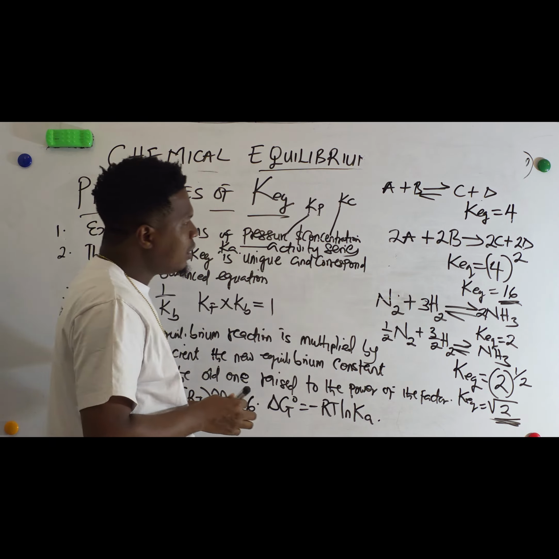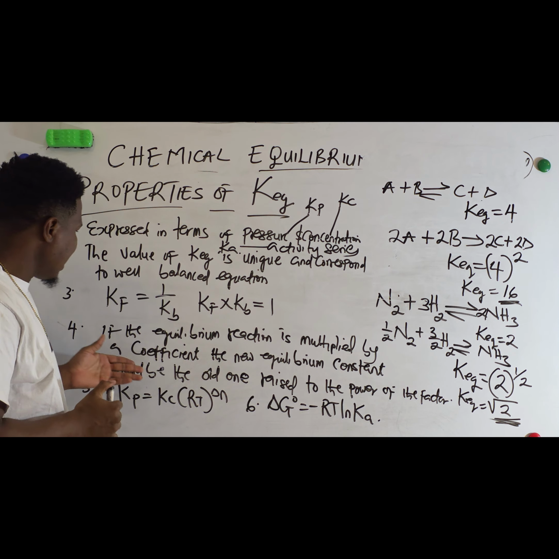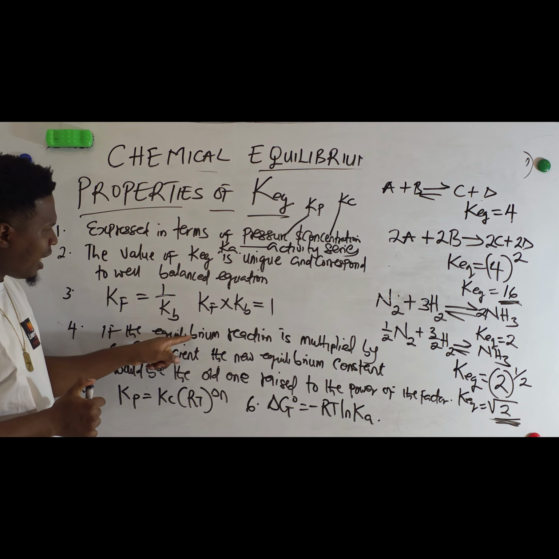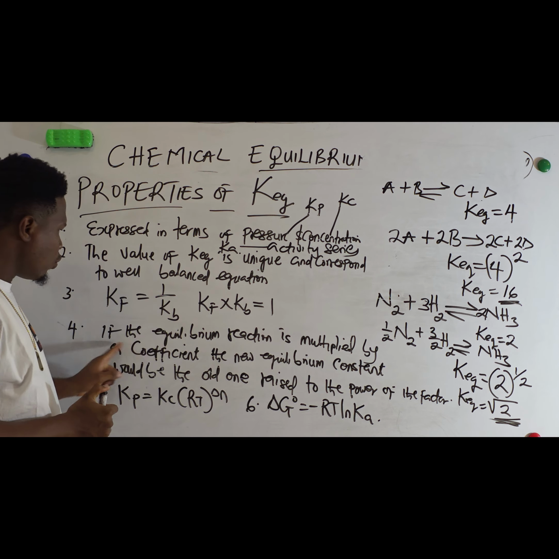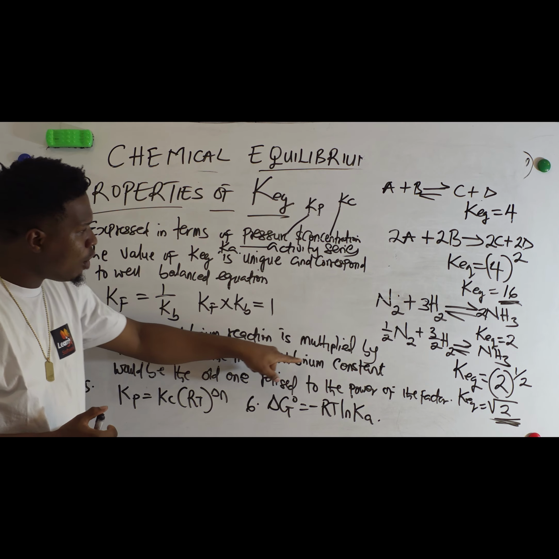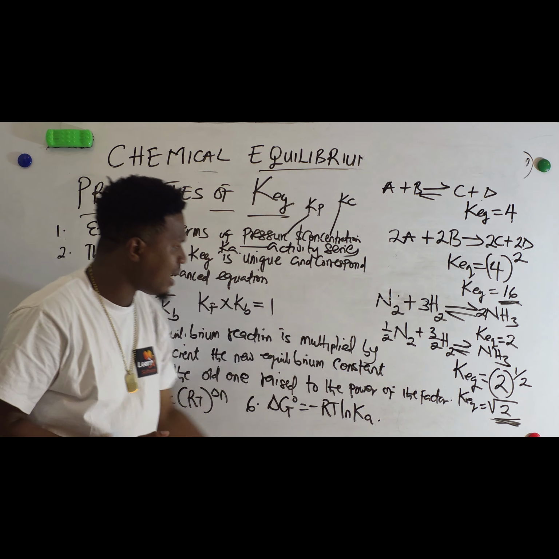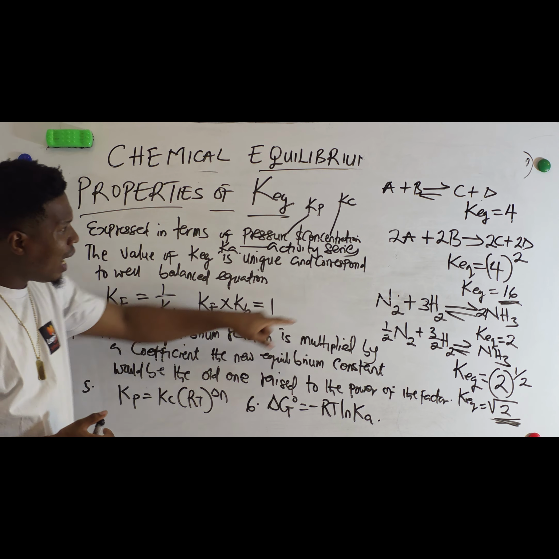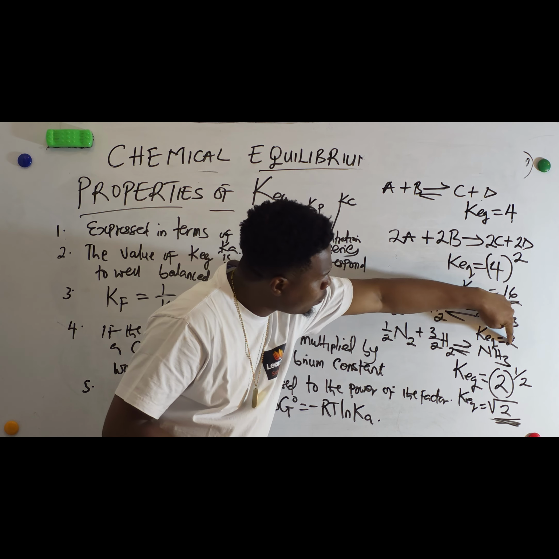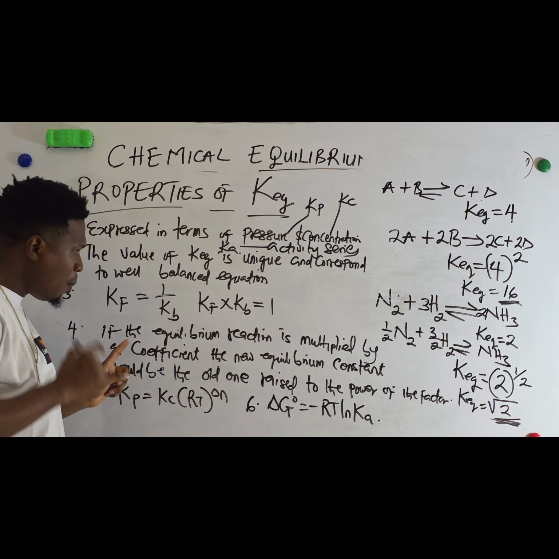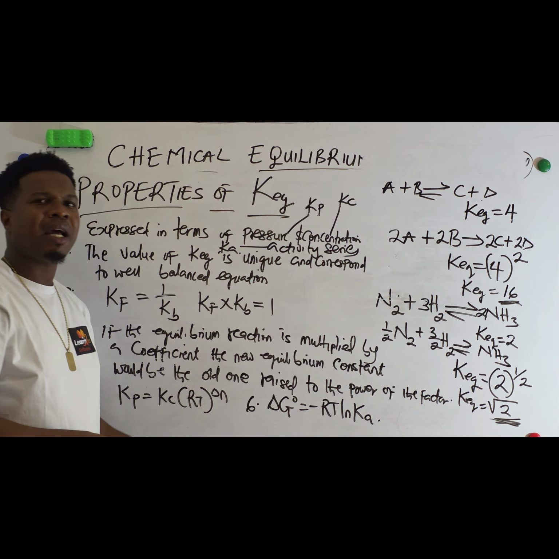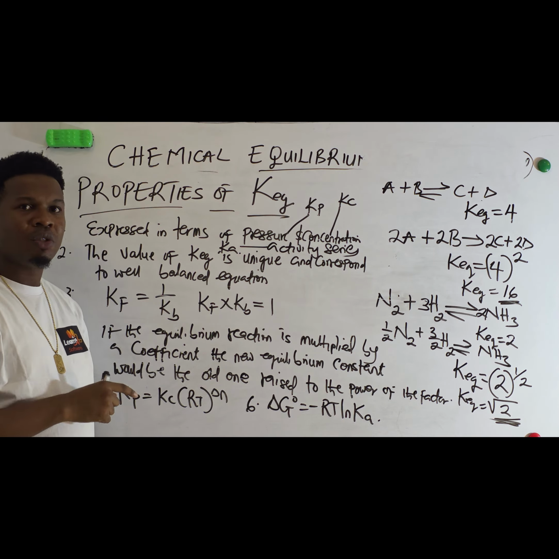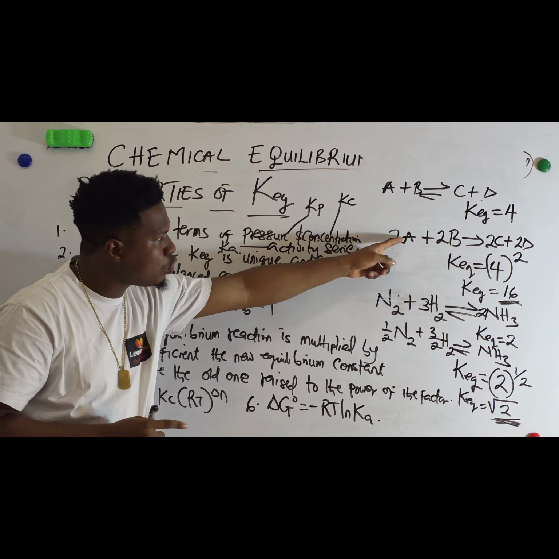So that is exactly what you should understand about this one. If the equilibrium reaction is multiplied by a coefficient, the new equilibrium constant would be the old one, which is 2, raised to the power of the number or factor that you used to multiply, which is half for this case, and 2 for the previous case.